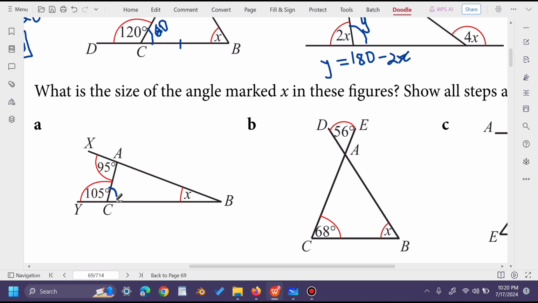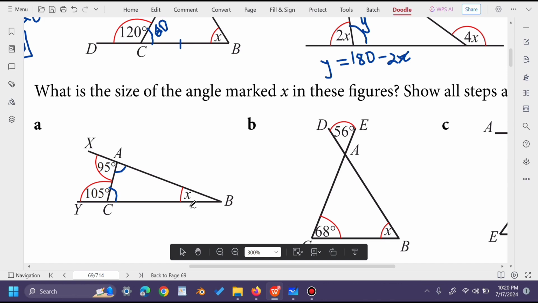We can find this through angles on a straight line, and then we can find x through the sum of angles in a triangle. So if we talk about angle BAC, that is this one, then 180 minus 95 is going to be 85. And then 180 minus 105 is going to be 75.